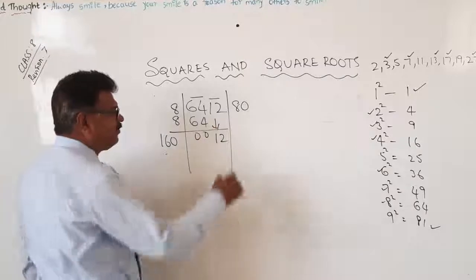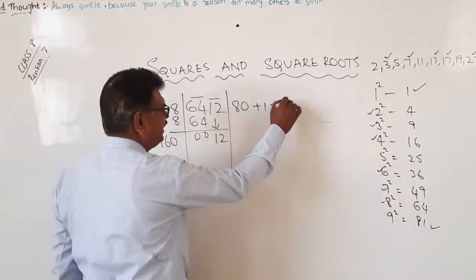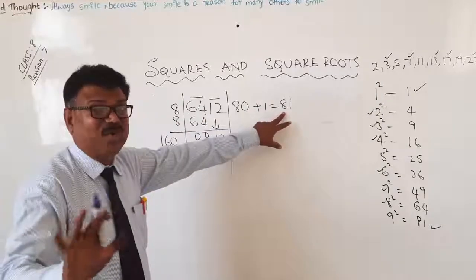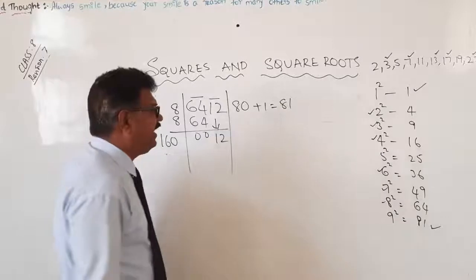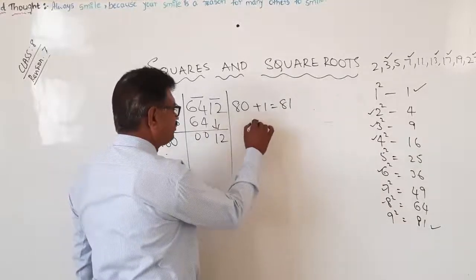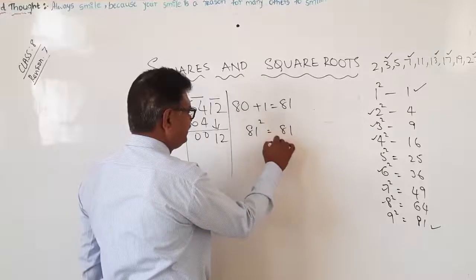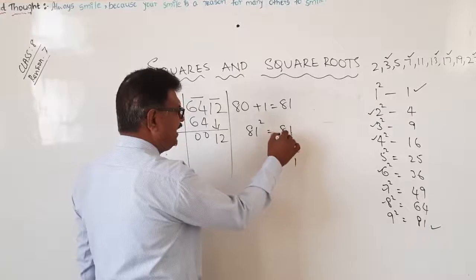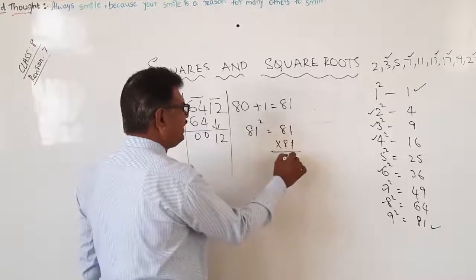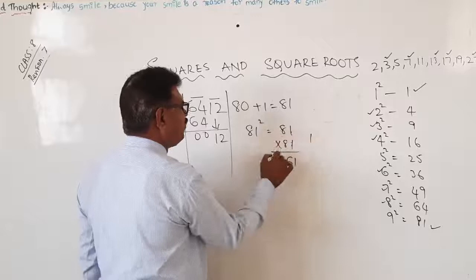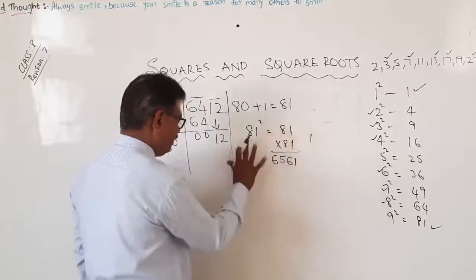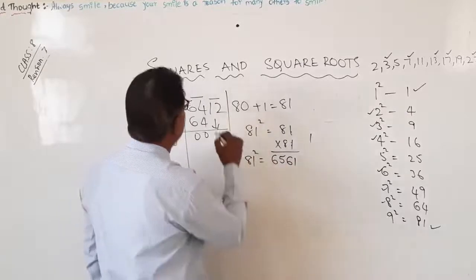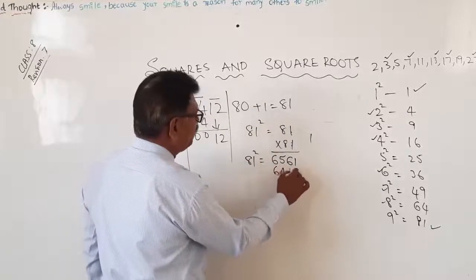What must be added means plus 1, that is nothing but 81. So this number should be 81 square. It is not 80 square. It should be 81 square. 81 square how much is it? 81 square is equal to 81 into 81. 1 into 1 is 1. 1 into 8 is 8. 8 into 1 is 8. 8 plus 8 is 16. 8 eights are 64 plus 1 is 65. Therefore 81 square is 6561. It should be like this: 6412.